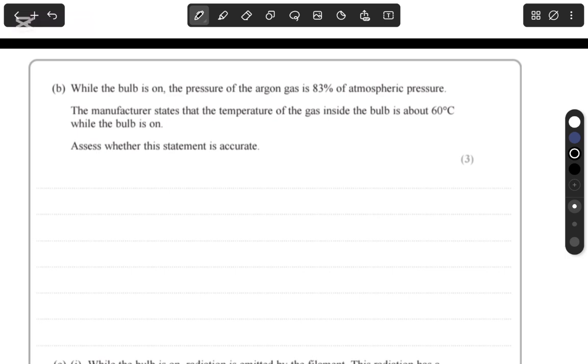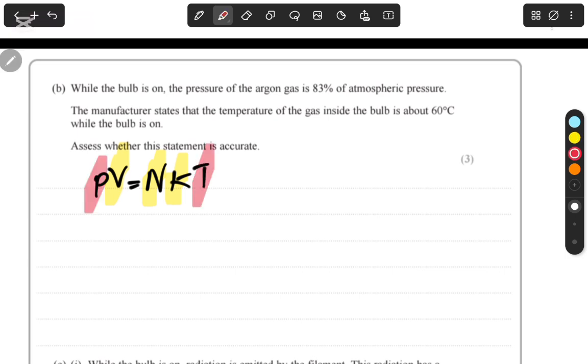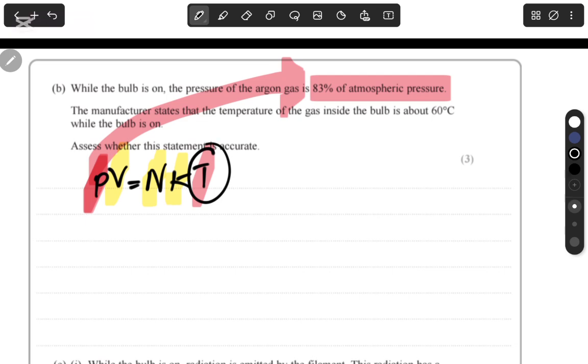Again, it's a pretty similar question actually. So we have PV equals NkT. The volume V, the number of argon atoms N, and k, the Boltzmann constant, are all going to remain the same. The pressure and the temperature have changed, and they have given me the pressure value, which is just 83% of the atmospheric pressure. So I'm just going to plug that in, and then I'm going to find the new temperature, the temperature when the bulb is on. So T equals PV over Nk.